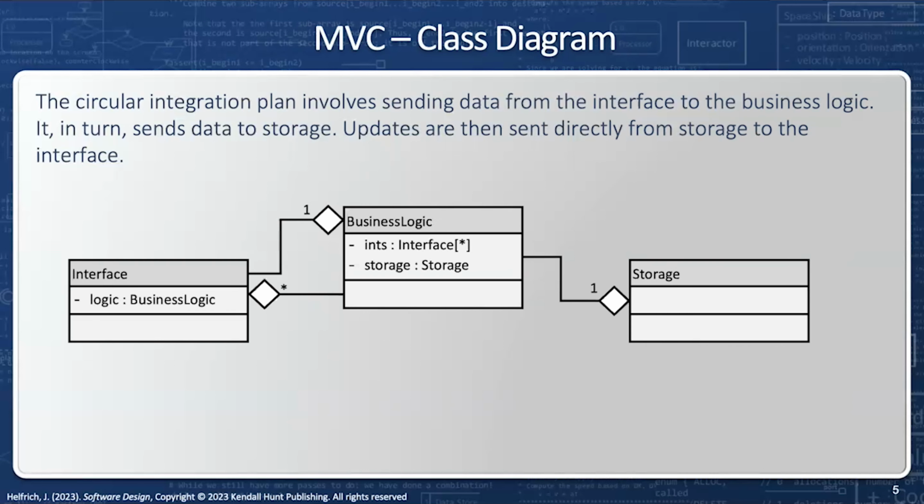Now, what happens when storage wants to send information to the interface because something has changed? This is where the observer design pattern comes into play. So the storage will have a collection of interfaces, and each one will be notified through the observer design pattern.